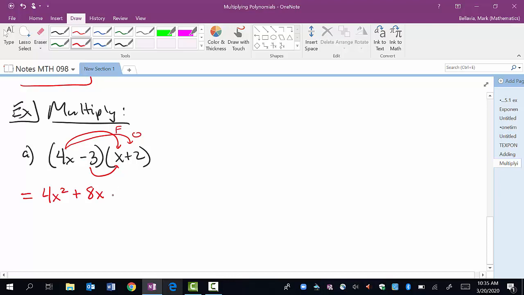The inner, we have negative 3 times x. Make sure you take that sign with it. It becomes negative 3x, right? That's for my inner. And then my last, the negative 3 times a positive 2. Again, make sure you're multiplying the signs. Negative 3 times 2 makes us a negative 6. Now, once you're here, you want to simplify this as much as possible. In other words, combine like terms. Now, there won't always be like terms, but a lot of the times there will be. So here we have 4x squared. That'll stay. The 8x and the negative 3x are like terms. Remember, they're the same variable with the same exponents. So positive 8x minus 3x gives us a positive 5x and then minus 6.